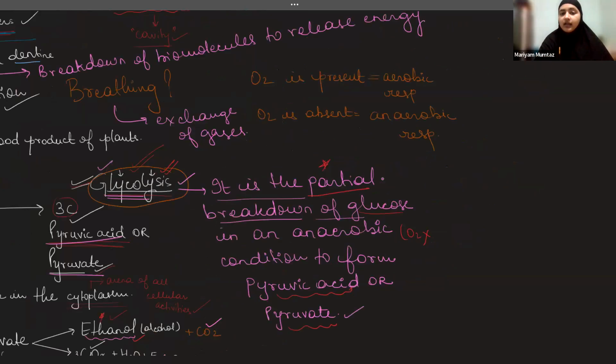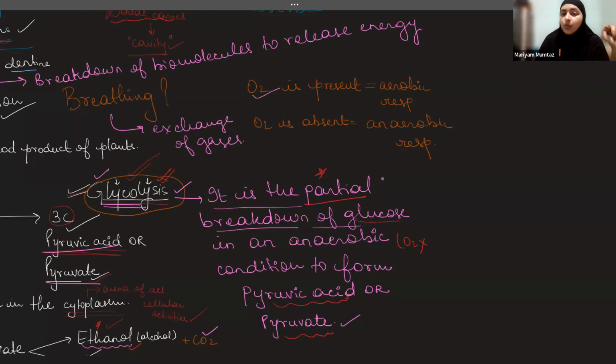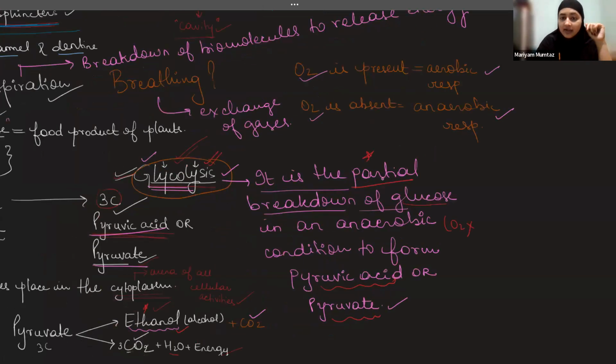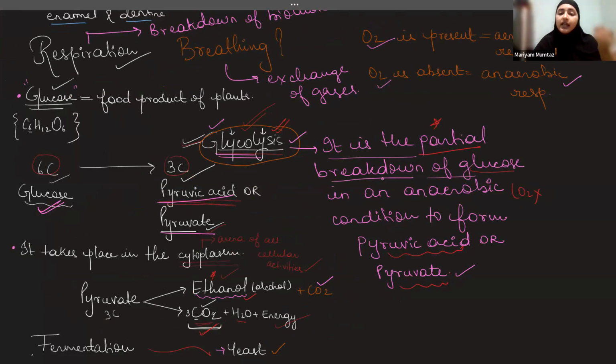Now, there are two types of conditions, or respiration can happen in two ways. One is when oxygen is present. We'll call that aerobic respiration. One where oxygen is absent, we'll call that anaerobic respiration. So glycolysis is a kind of anaerobic respiration wherein oxygen is absent, and during the absence of oxygen, the partial breakdown of the glucose molecule happens into pyruvic acid.